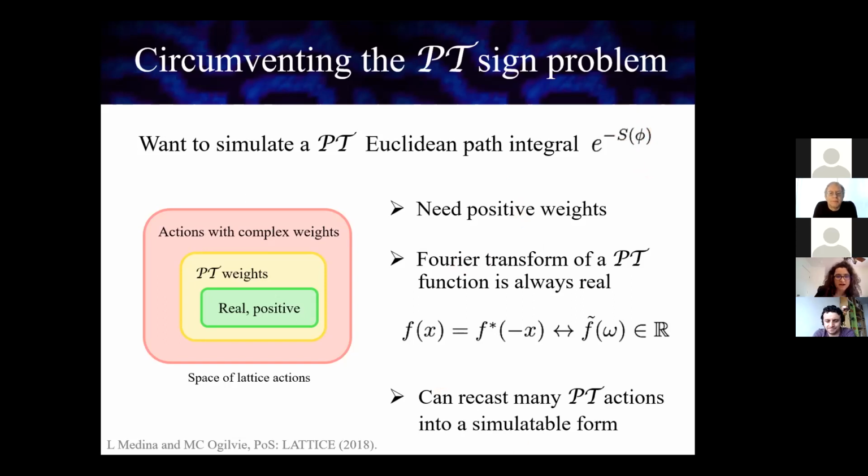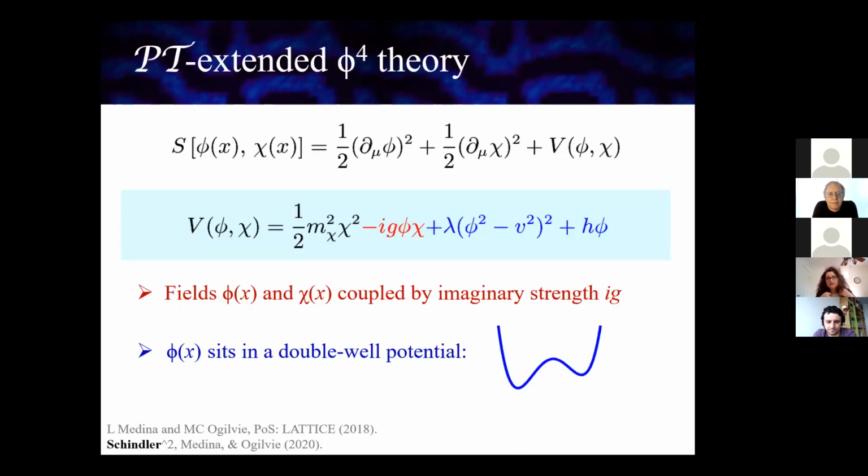No. All right. So I'm going to take a model. It looks sort of like conventional phi to the fourth theory, except we're going to stick in this PT symmetric term, this quadratic term here, where you've got some non-trivial coupling with a strength of G that's PT symmetric between the fields phi and chi. Chi is going to be a massive field.